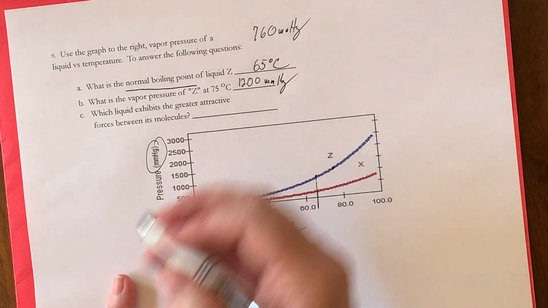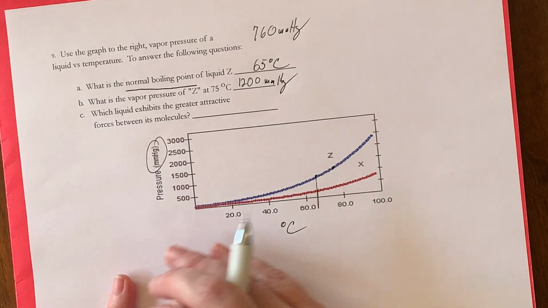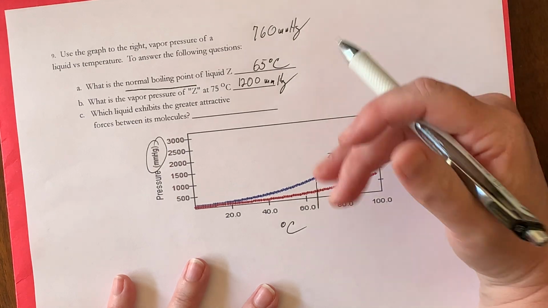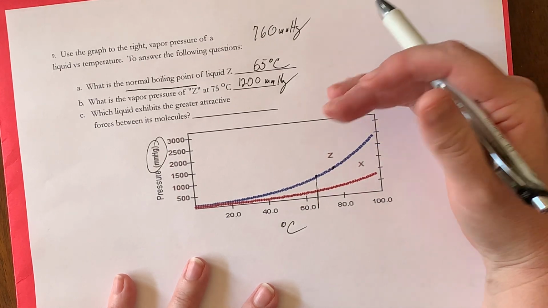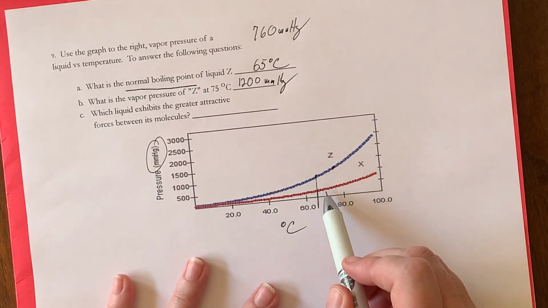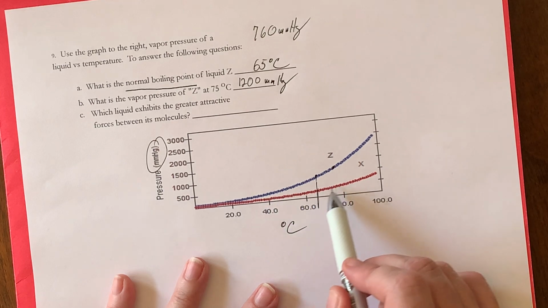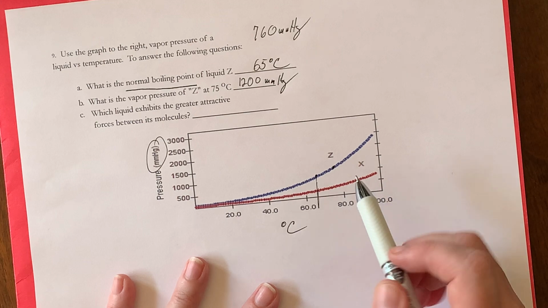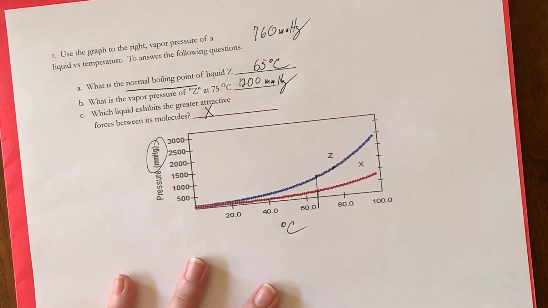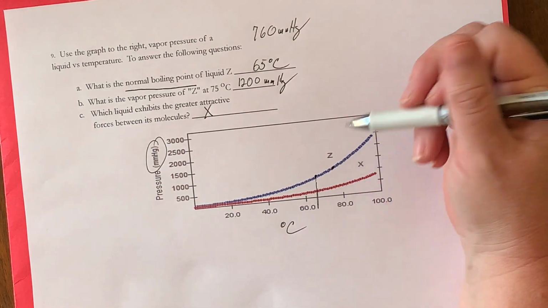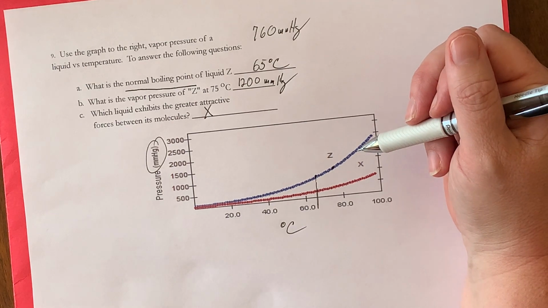All right, so when we're doing that, we want to see, all right, which one takes more energy to vaporize. The one that takes more energy to vaporize has the stronger intermolecular forces. And in this case, looking at this graph, all along, in order to get sort of equal pressures, you have to get X up to be a higher temperature. So X has greater attractive forces, all right? X would also have higher boiling points at any pressure, and that's another way of thinking of it, okay?